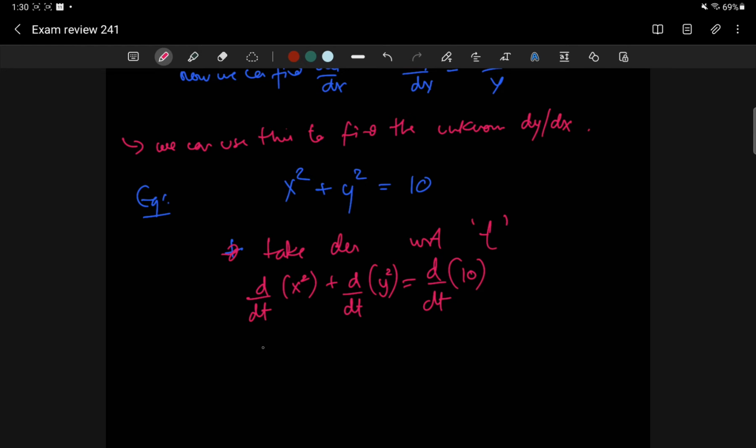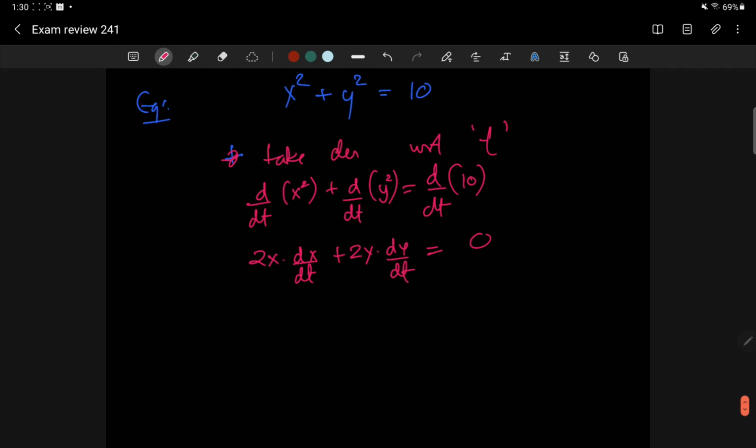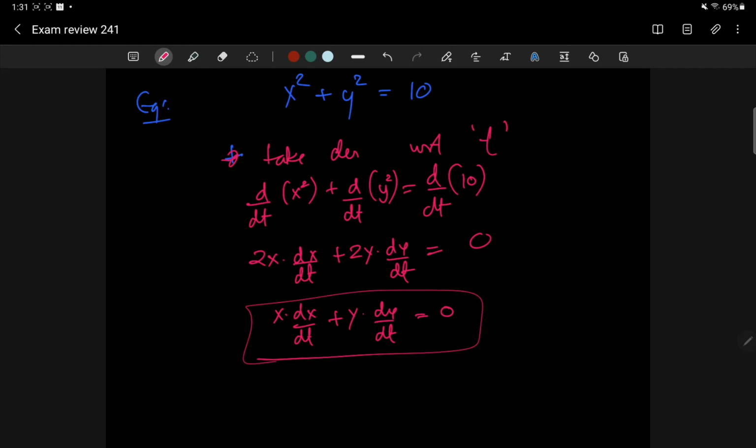So it does change, which means this would be 2x, but now this would be dx over dt, which is not 1, and this would be 2y times dy over dt, which is also not 1, whereas this is still 0. So here we can't find dy over dx, right? Here what we can find is that x dx over dt plus y dy over dt equals 0. We find that it satisfies some relation.